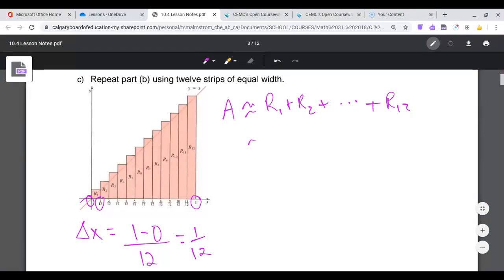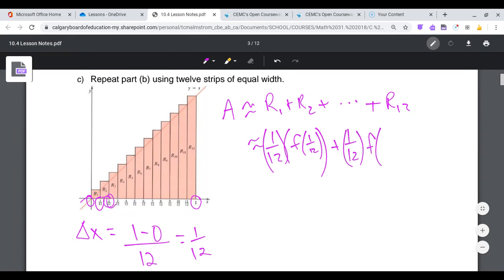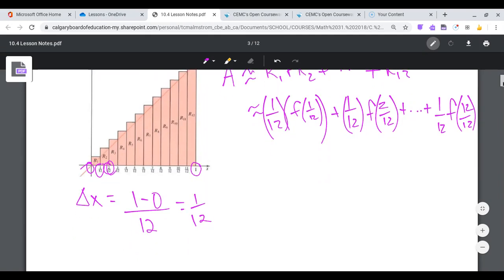So this is going to be 1/12 times f of 1/12 plus 1/12 times f of the next right boundary, which is 2/12, plus dot, dot, dot, plus all the way until we get to the last rectangle, f of 1 or f of 12/12. And in this case, I can see that I for sure can take out my 1/12. That would make my life a little easier.